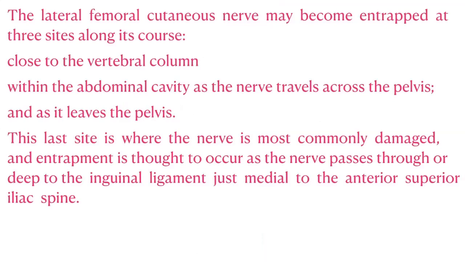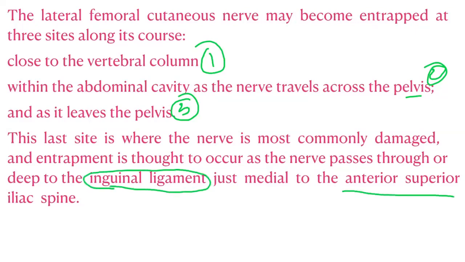Coming to the clinical aspects, lateral femoral cutaneous nerve may become entrapped at 3 sites along its course. First, close to the vertebral column; second, within the abdominal cavity as the nerve travels across the pelvis; and third, as it leaves the pelvis, at the inguinal ligament. This is the site where the nerve is most commonly damaged and entrapment is thought to occur, as the nerve passes through or deep to the inguinal ligament just medial to the anterior superior iliac spine. That is the most commonly entrapped and damaged.